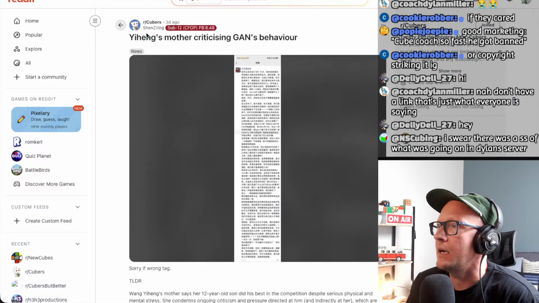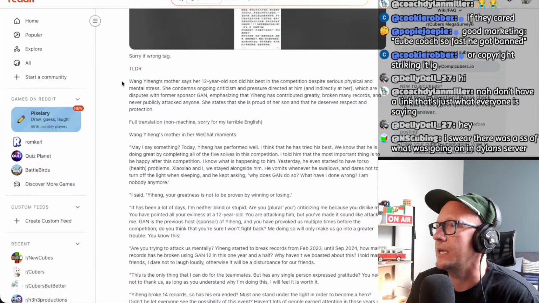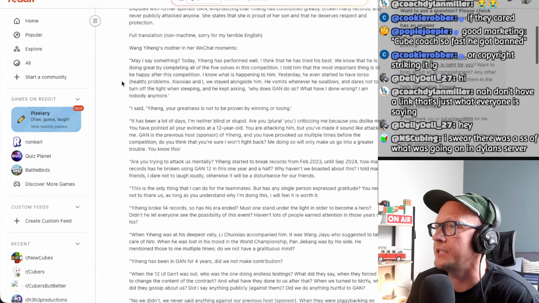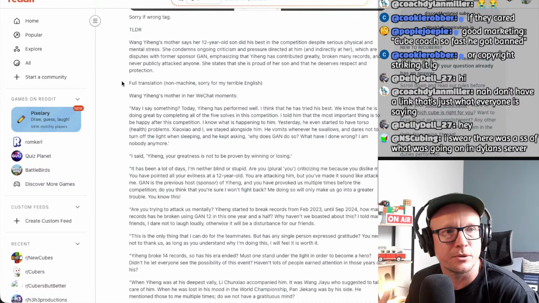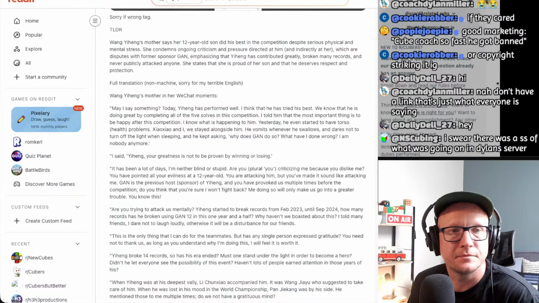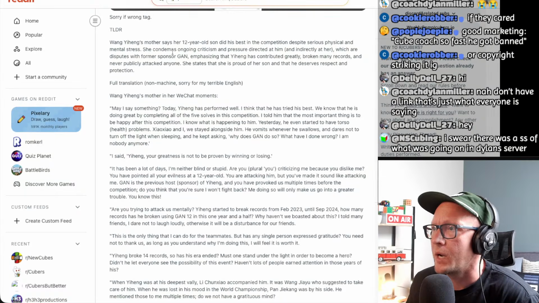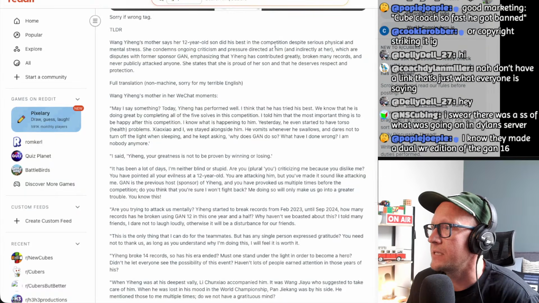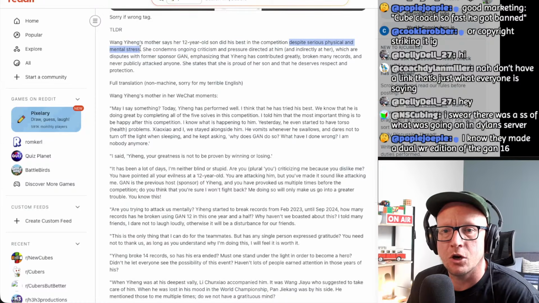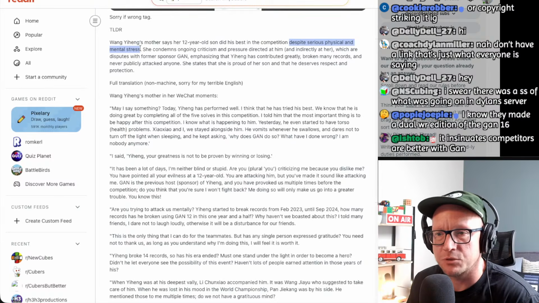Our old mate, Shen Jiling, over here, has given us a TLDR and a translation here, okay? This is the only source I have on this. But this is a statement by YiHeng's mom, and it goes a little something like this. Wang YiHeng's mother says her 12-year-old son did his best in the competition despite serious physical and mental stress. I'm guessing this means the competition where Zhuan Yi took the world record, right?